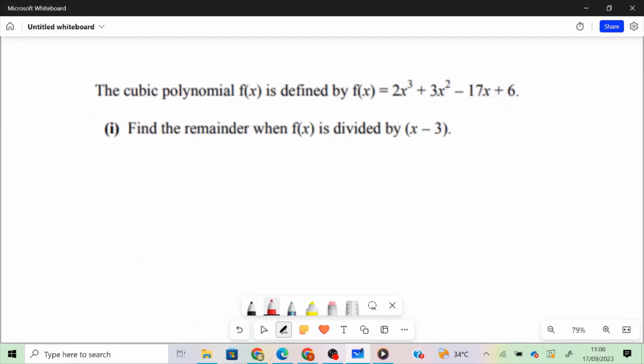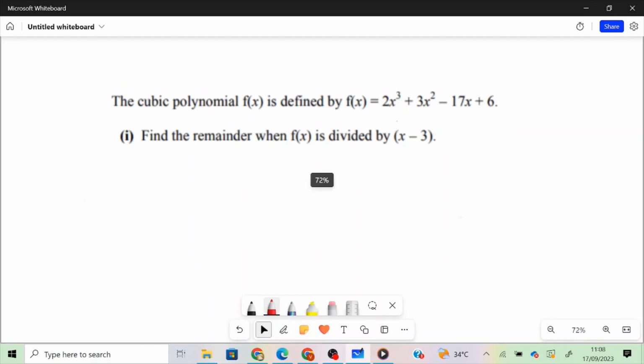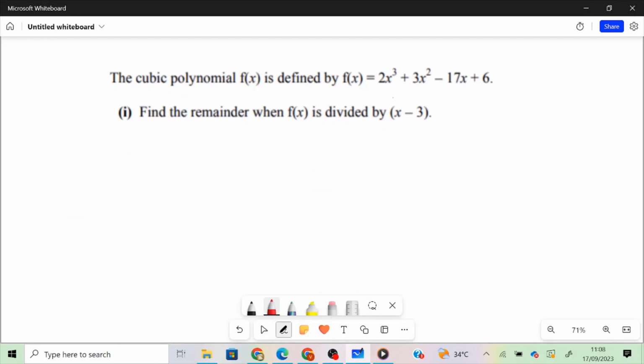On to the next example. We have a cubic polynomial f of x defined by f of x equals 2x cubed plus 3x squared minus 17x plus 6. Okay, good to know. Find the remainder when f of x is divided by x minus 3.